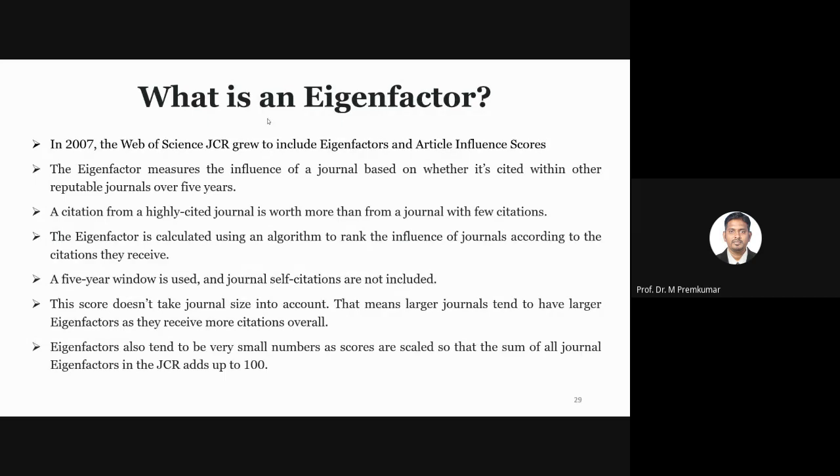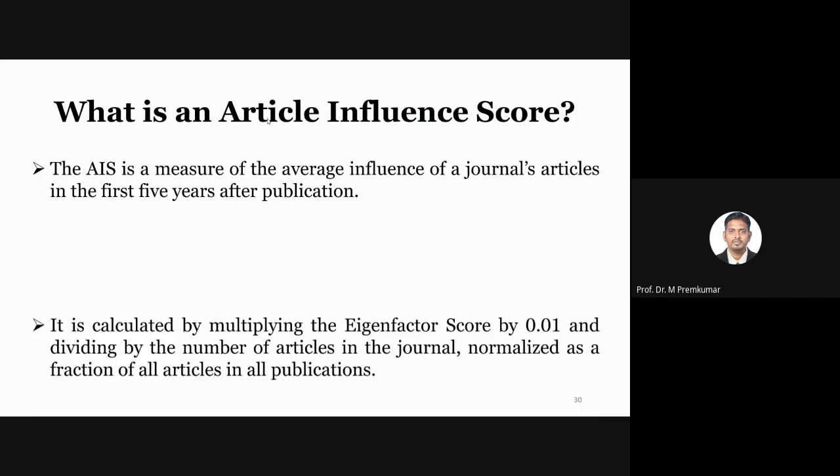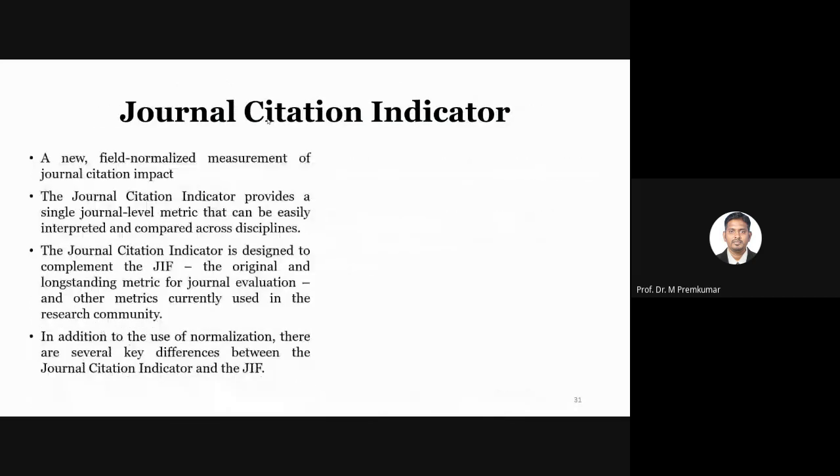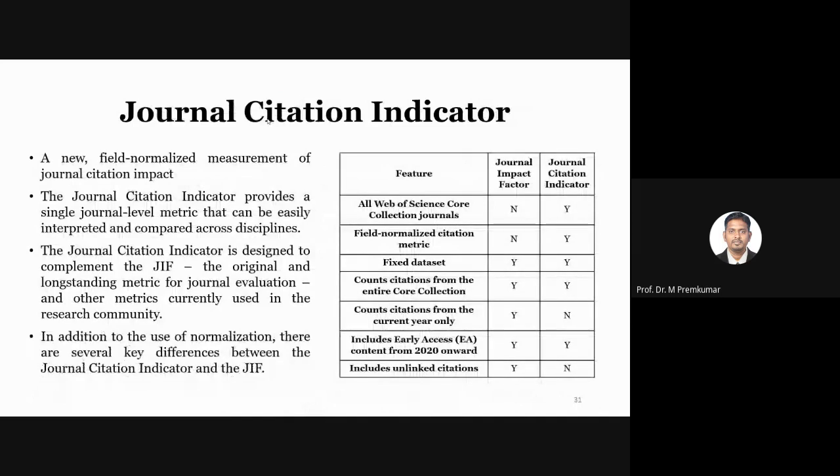Okay, so this is the difference between the impact factor and the Eigenfactor. But mostly people will be using the impact factor to see the journal status. Very, very few people look at the Eigenfactor and the article influence score. So these are the things I just want to skip.